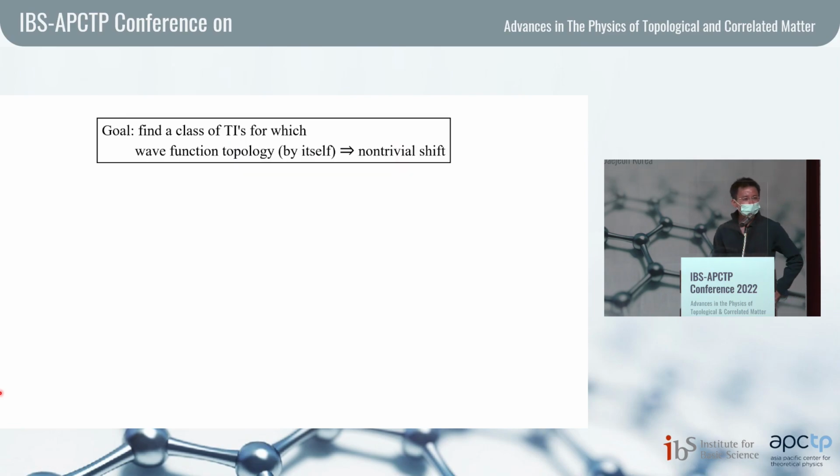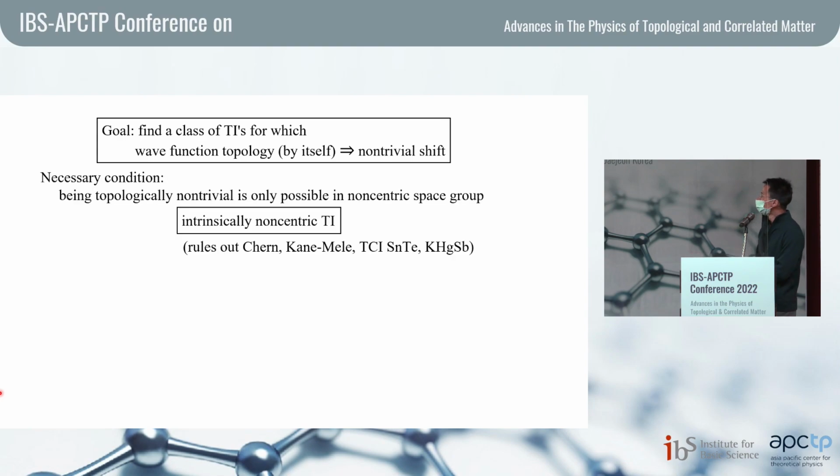Okay, my goal is to really forego all these supplemental conditions. I just want to find a class of TIs for which wave function topology, by itself, is a sufficient condition for non-trivial shift. So this class of TIs, if you've been following my argument, has to satisfy this property: being topologically non-trivial is only possible in a non-centric space group. So this property I call intrinsically non-centric.